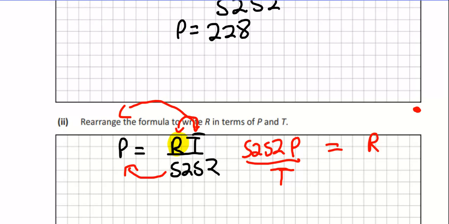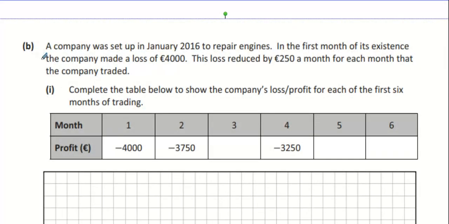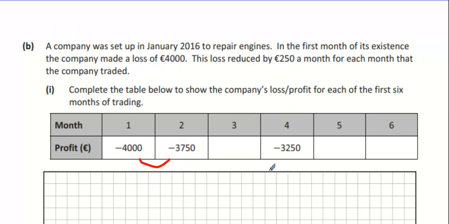Anyhow. Okay, a company was set up in 2016 to repair engines. In the first month of its existence, the company lost 4 grand. This loss reduced by 250 a month each month that the company traded. Right, complete the pattern. What's it going up by every time? Well, plus 250 technically, because it's becoming less negative. So everybody cool with that?